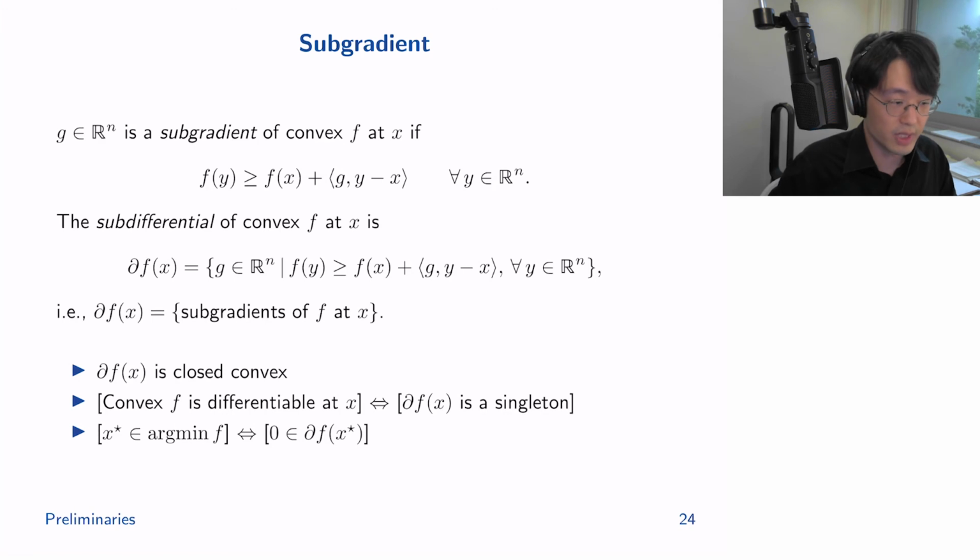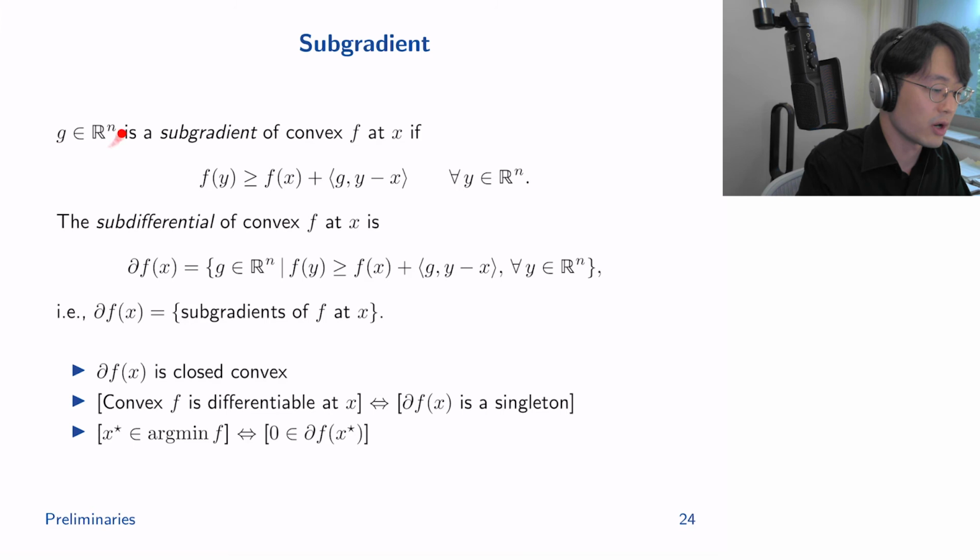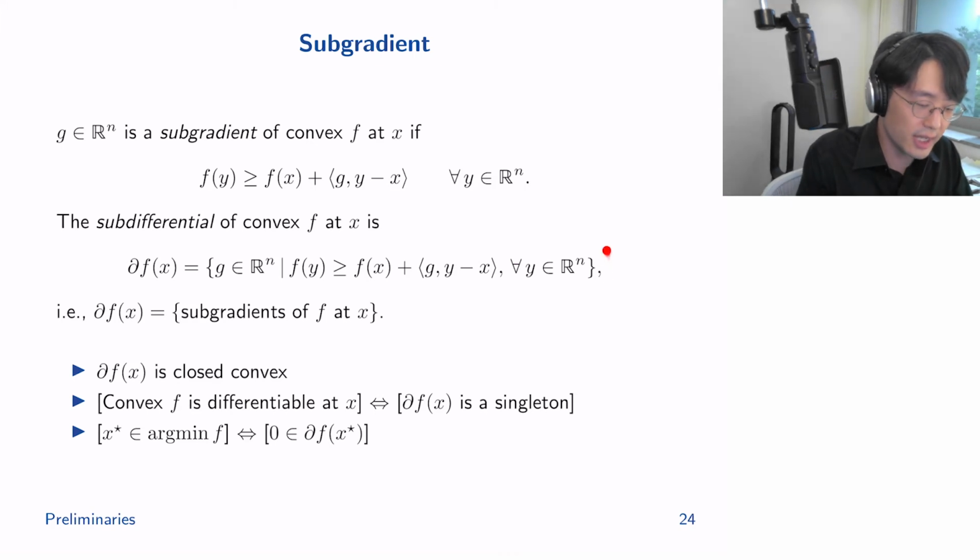Let's define the notion of the subgradient. We say a vector g in R^n is a subgradient of a convex function f at point x if this inequality is satisfied for all y. And the subdifferential of a convex function f at point x is defined as this set. We write it as del f at x.